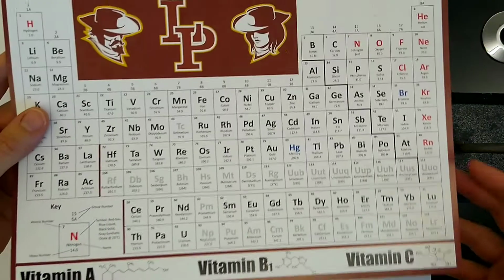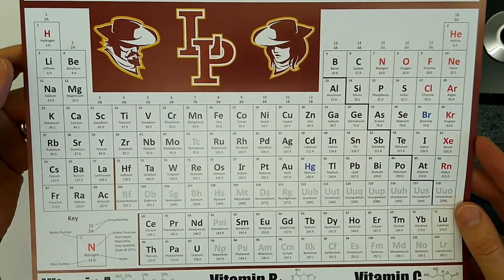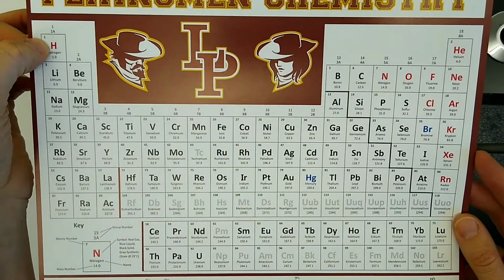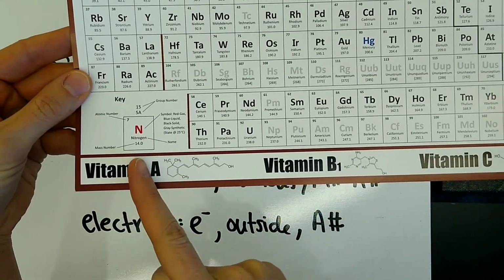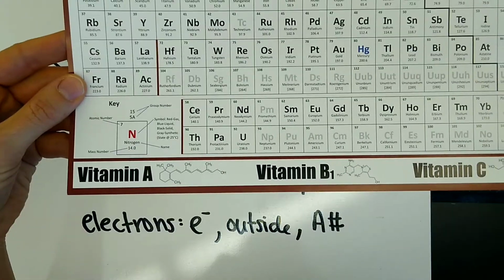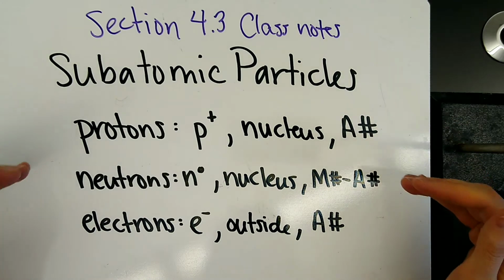So for our Plainsman periodic table, which if you don't have, you should get one from your teacher soon, it's going to be this upper left-hand corner number. But no matter what periodic table you're looking at, there should always be a key that tells you where the atomic number is and the mass number, etc. Okay? So atomic number for protons.